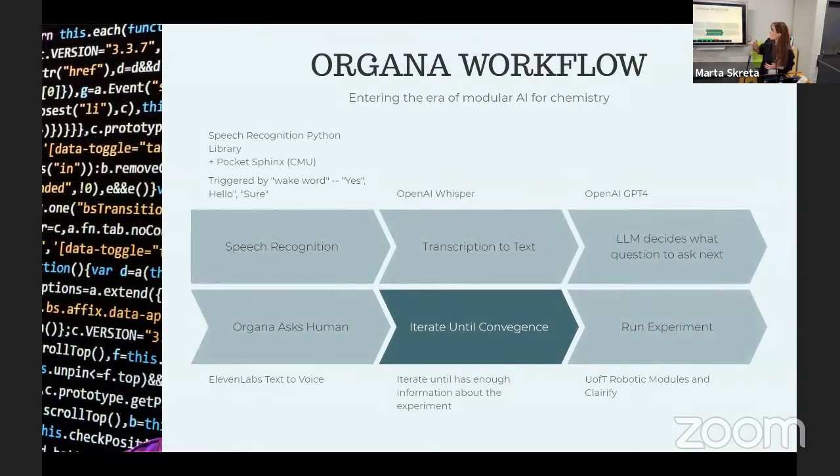These are more low-level details about what's actually going on behind the scenes in Organa. We use a bunch of different text-to-speech and speech-to-text modules. We use OpenAI Whisper, which is really good, and GPT-4, which is pretty decent at planning the full experiment.